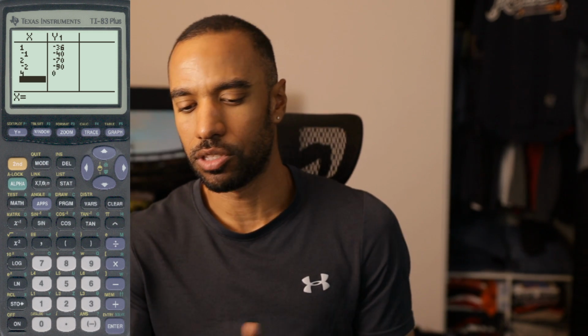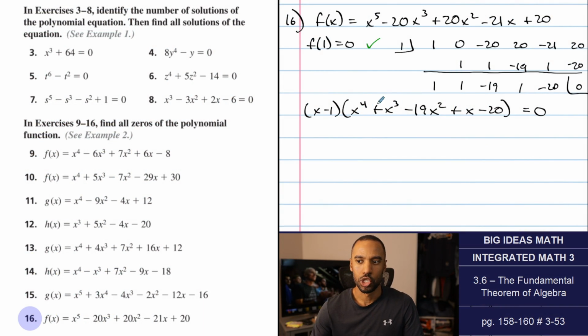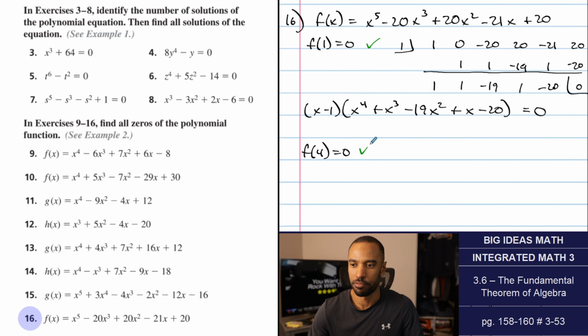So that would have taken a while to do for myself there, so I'm glad that I didn't do it for much longer. 256 plus 64. Oh, that would have taken a while. All right, f of 4 equals 0. We still have to use synthetic division. The calculator did not give us everything. So we're going to use synthetic division on that.